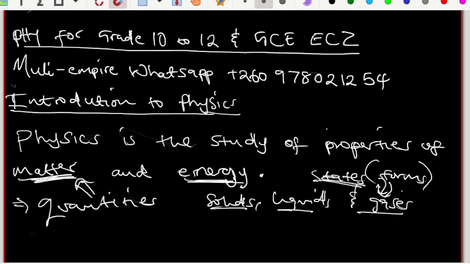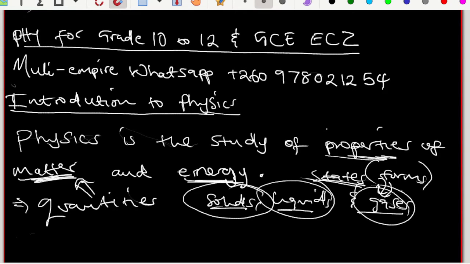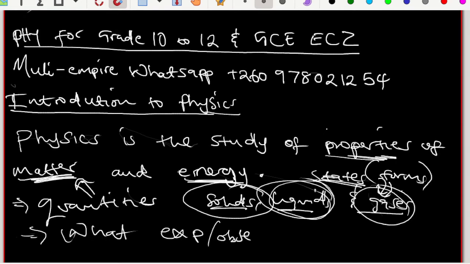So what do I mean by the study of the properties? We are mainly concerned about the quantities of these. How can I measure a gas, or how can I measure a liquid, or what equipment can I use? This is how we'll study this. What equipment or what object can I use to measure these three things?